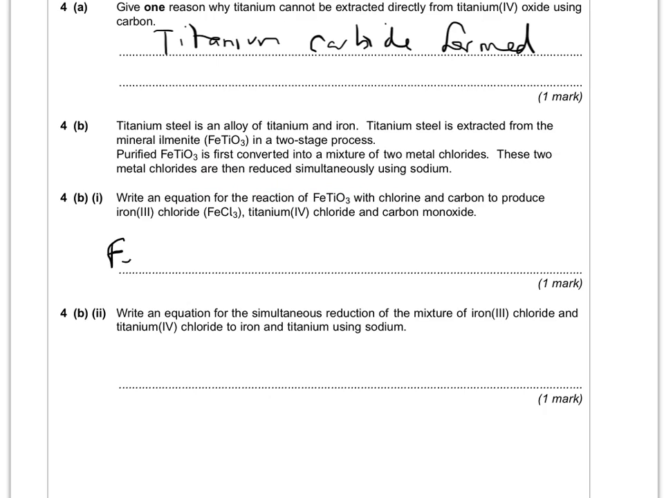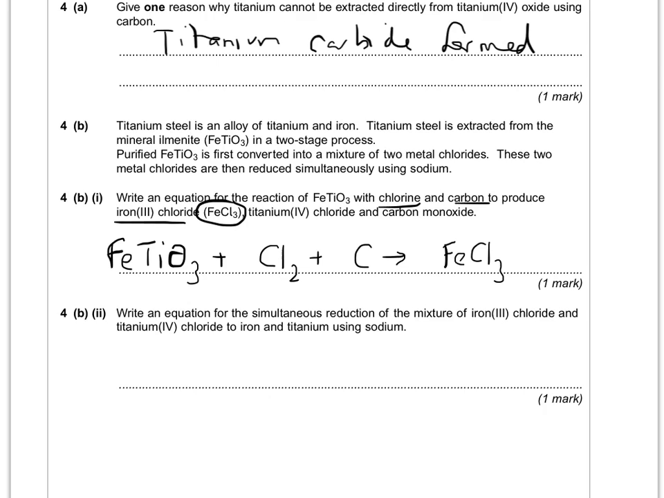So they've given you FeTiO3, and it tells you reacting with chlorine and carbon. So you're going to add chlorine, which is Cl2, and carbon, which is just C by itself, and that forms your iron(III) chloride, which it gives you the formula for. There's no excuse for getting that wrong. So it's FeCl3, and titanium(IV) chloride, which is what is formed in this extraction of titanium. So you need to know that formula for the equations for titanium, and it's TiCl4.